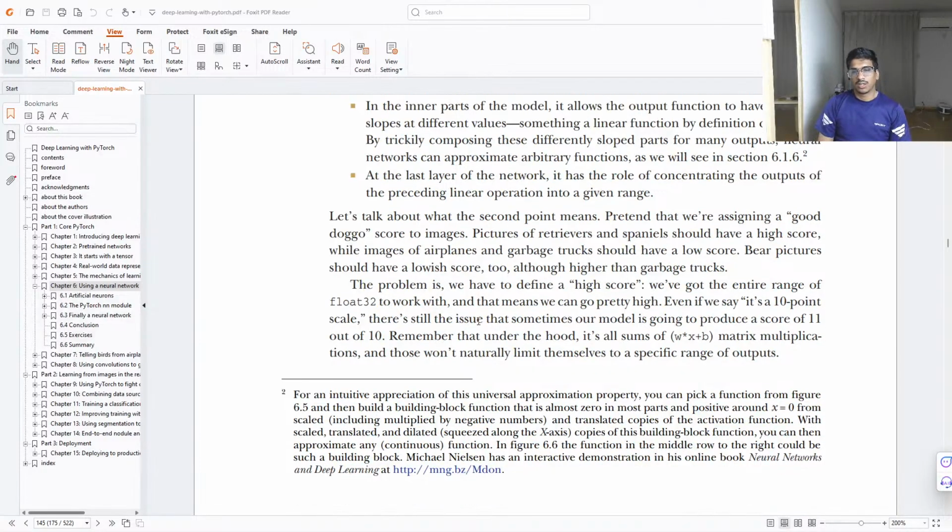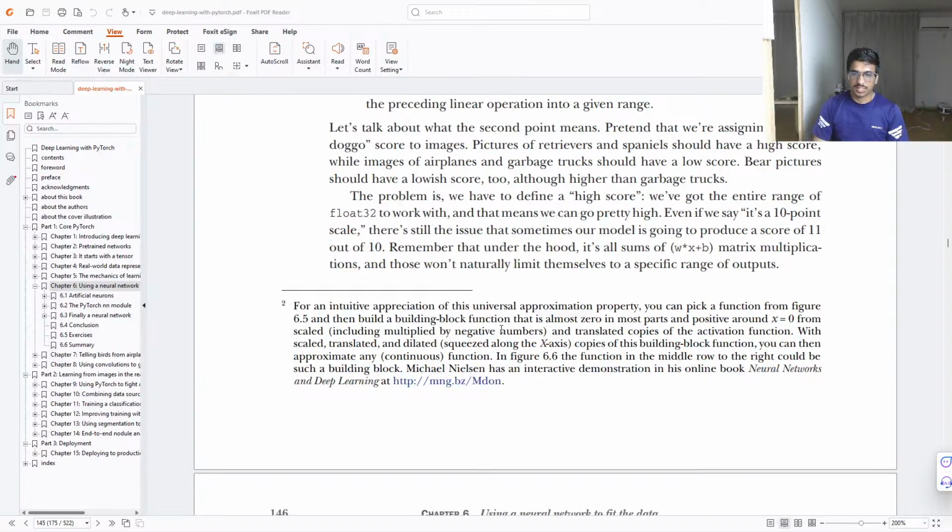The problem is we have to define a high score. We have got the entire range of float to work with, and that means we can go pretty high, even if we say it's a 10-point scale. There is still the issue that sometimes our model is going to produce a score of 11 out of 10. Remember that at the root it's a sum of x times w plus b in matrix multiplication, and those won't naturally limit themselves to a specific range of outputs.